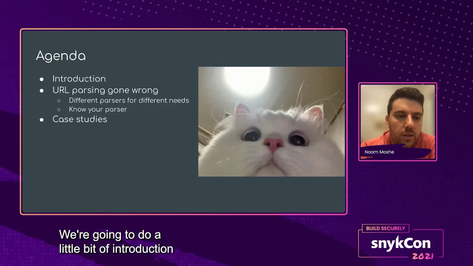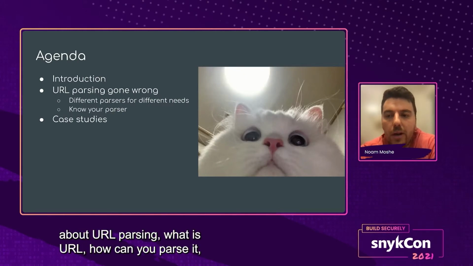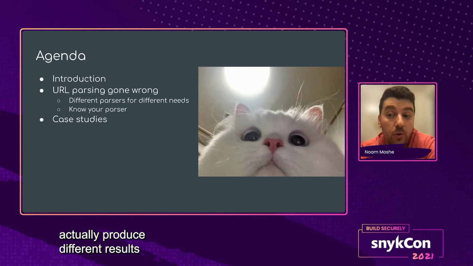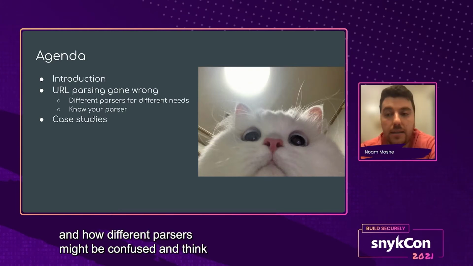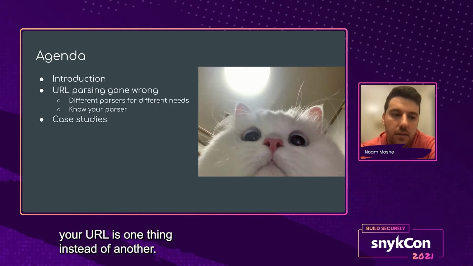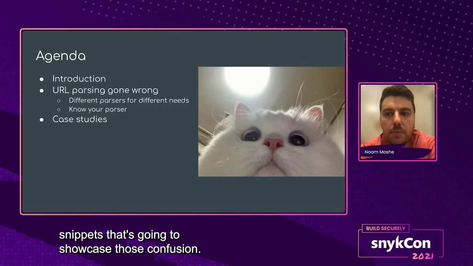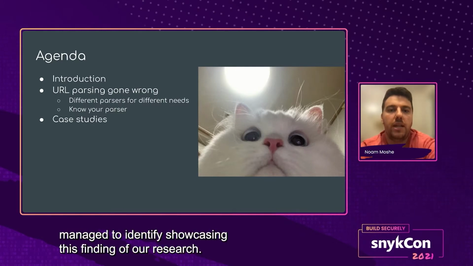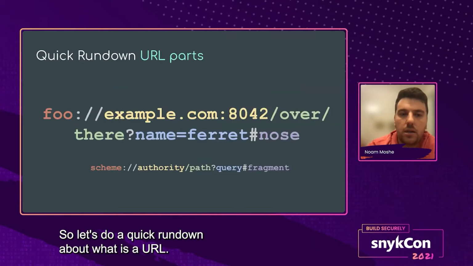So this is a little bit about what we're going to talk about in the next half an hour. We're going to do a bit of introduction about URL parsing: what is a URL, and how can you parse it. Then we're going to showcase how different URL parsers actually produce different results and how different parsers might get confused and think a URL is one thing instead of another. We're going to show some vulnerable code snippets that showcase those confusions. And lastly, we're going to show a case study about real-life vulnerabilities we've managed to identify, showcasing the findings of our research.